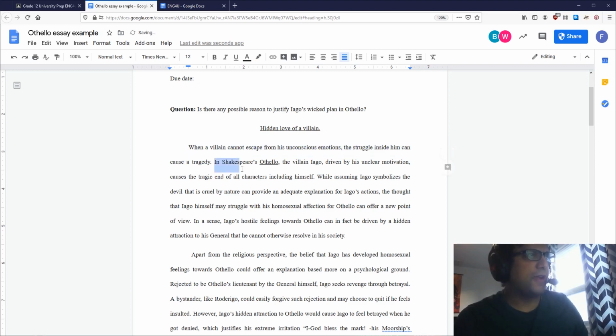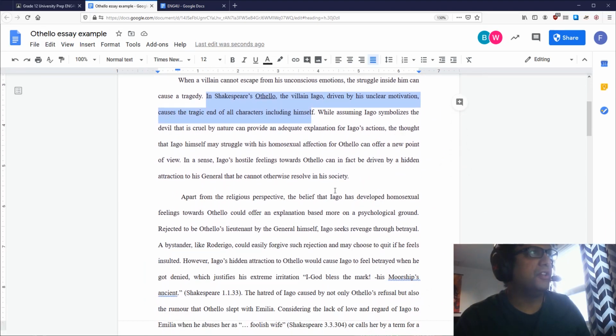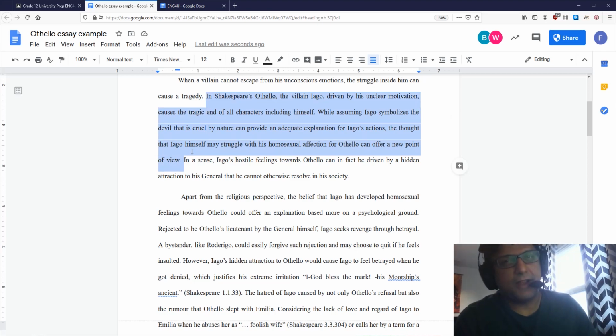After that, the person writes, in Shakespeare's Othello, the villain Iago, driven by his unclear motivation, causes the tragic end of all characters, including himself. While assuming Iago symbolizes the devil that is cruel by nature can provide an adequate explanation for Iago's thoughts, the thought that Iago himself may struggle with his homosexual affection for Othello can offer a new point of view. So, this is the person's background sentences, right? And so they only talk about how Iago is bad and that he might have hidden feelings.